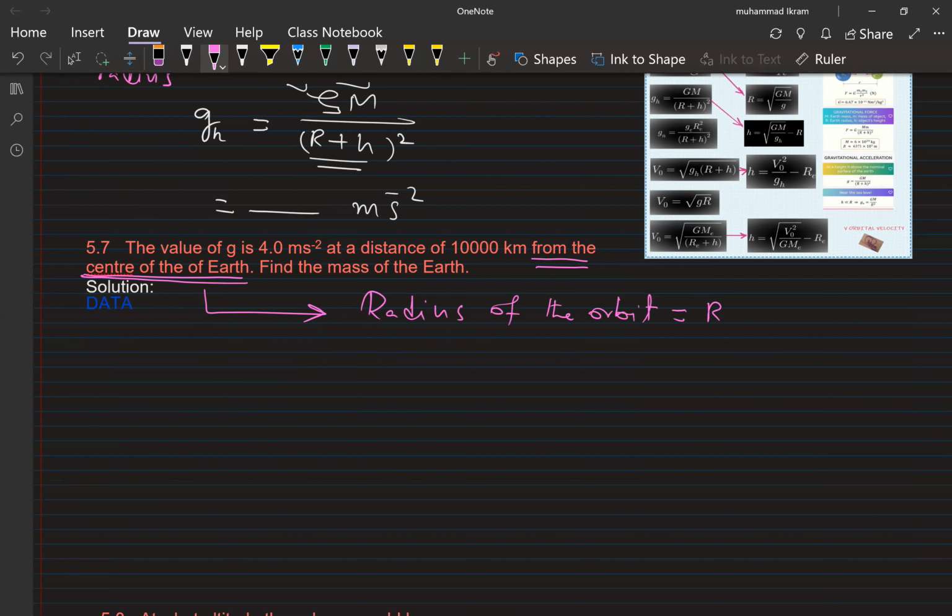Again this is r plus h, and in this r plus h is what? 10,000 kilometer. So 10,000 kilometer, or you can say that is 3 and that is 4, so 1 into 10 to the power 7 meter. And they say find the mass of the earth.